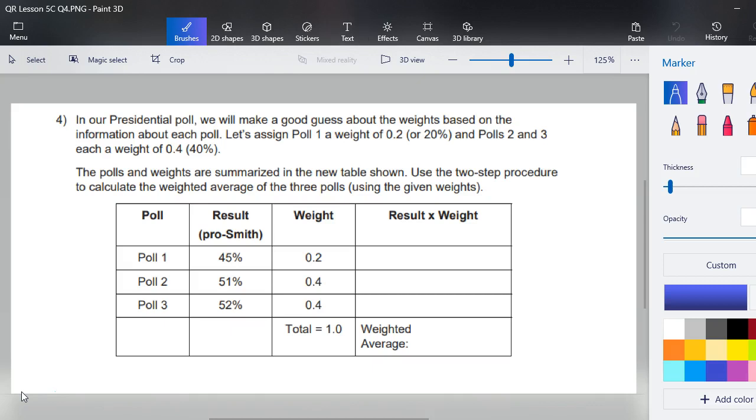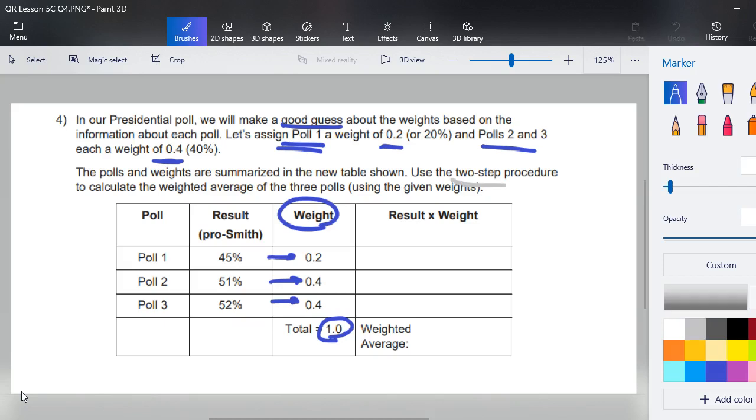It says in our particular poll, we're going to make a good guess about the weights based on the information that we have so far. Remember how poll 1 was taken early in October and the sample size was smaller than the other two? We're just going to give it a weight of 0.2 or 20%. But polls 2 and 3 were fairly similar. One did have a larger sample, but they're fairly similar, so let's give them 40% and 40%. And remember, our weights have to add up to 1 or 100%. The polls and the weights are summarized in the table below.